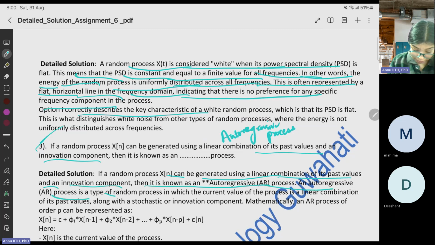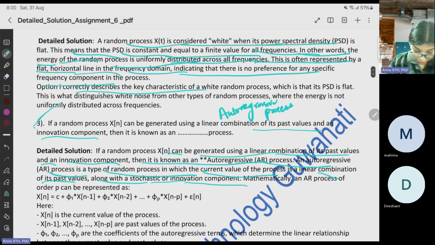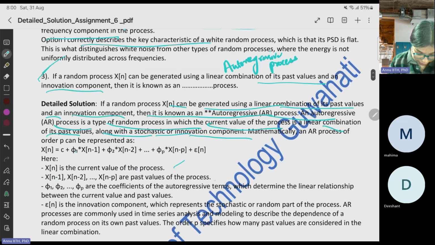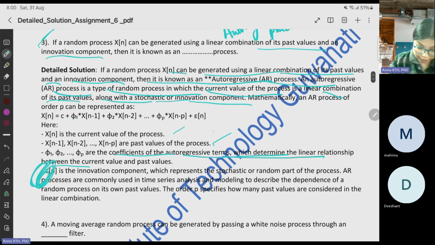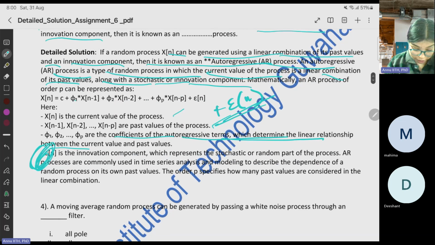The autoregressive process is a type of random process in which the current value of the process is a linear combination of past values along with the stochastic or innovation component. So x(n) equals phi 1 x(n minus 1) plus phi 2 x(n minus 2) plus up to phi p x(n minus p) plus zeta. These are the current value, these are the past values, and these are the coefficients or the autoregressive terms which determine the linear regression, and this is the innovation component. So zeta(n), which is a function of time, is the innovation component, which represents the stochastic or random part of the process.